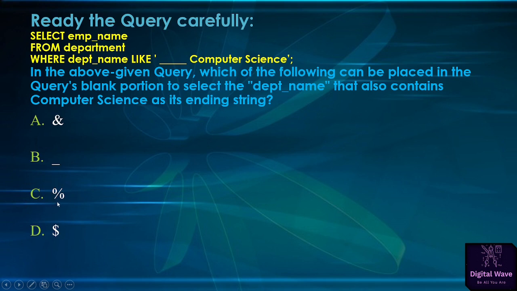So we will use this percentage symbol, because in this given query the LIKE operator will be used, which is generally used while searching for a certain pattern in a string. It represents single and multiple characters. In this case it is used with the where clause to select the department names that contain computer science as their ending string. So, this is the answer.